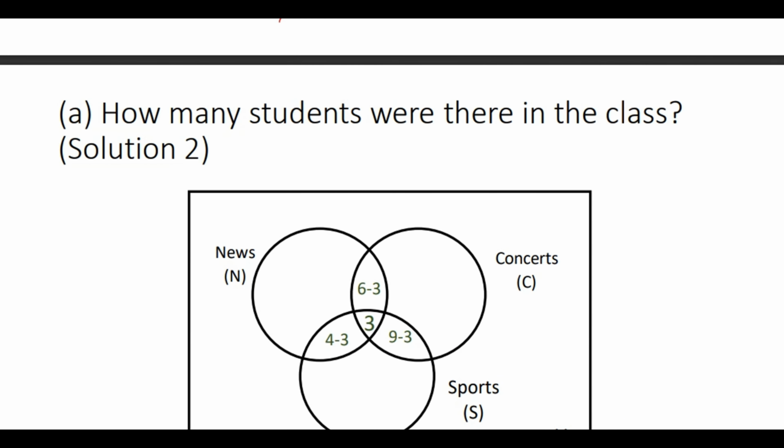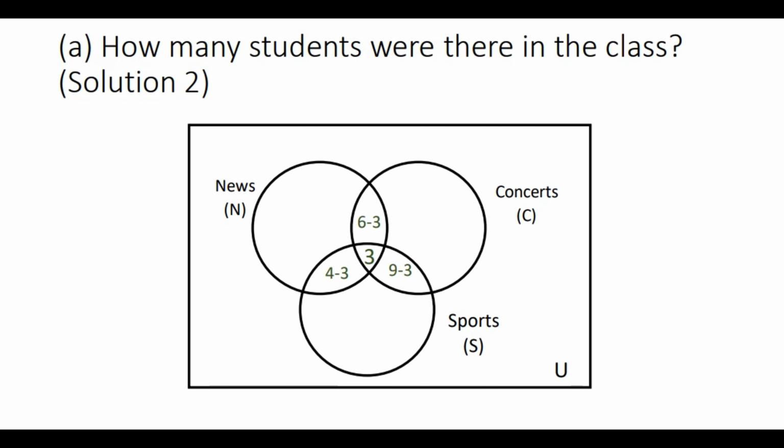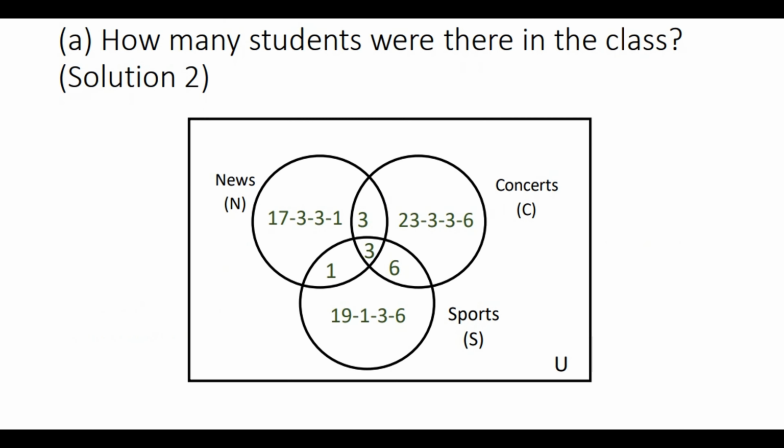For the typical solution for a Venn diagram problem, we start from the middle, the all intersection, which is 3. Then from the figure of N intersection C, which is 6, we subtract that number. Same goes with the N intersection S. We subtract the middle one, which is 3. Same goes for C intersection S. Subtract the value of 3, giving us 3, 3, 1, 6.